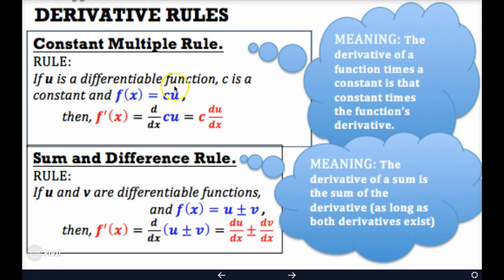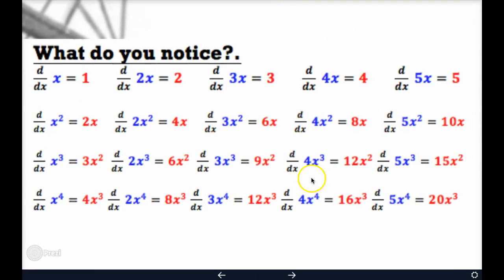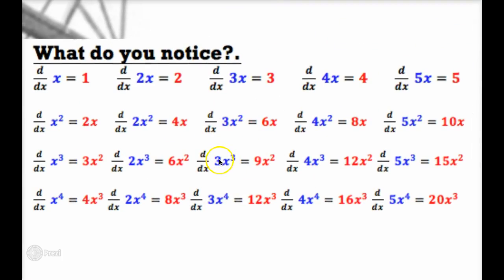If u is a differentiable function and c is a constant, then what this says is that the derivative of this function is just that constant times the derivative. You're really just multiplying the constant with whatever the derivative is, which is what we saw with the power rule when we had a 3 out in front. We took the derivative of the x to the third and multiplied it by 3.